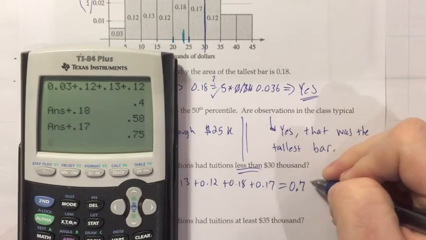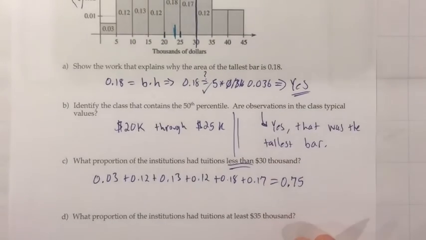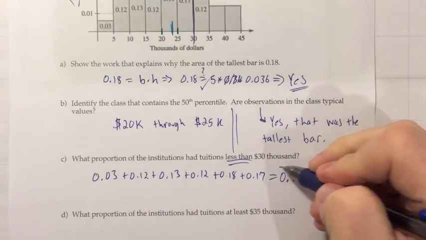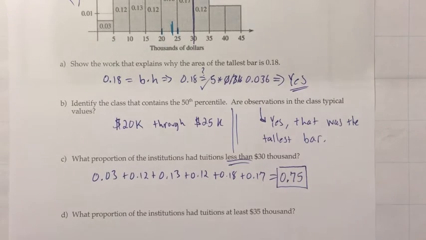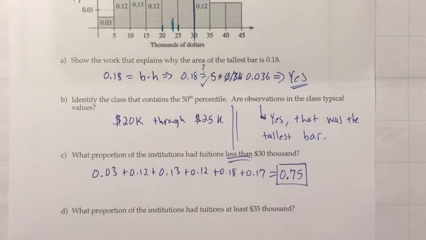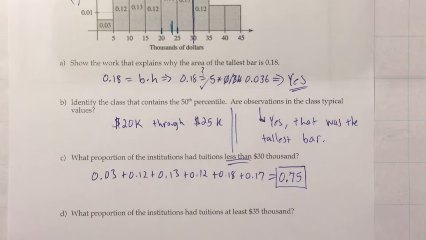So that's 0.75. And did they ask for proportion or percent? They said proportion, so that would be the answer. And we'd probably interpret that as a percent, so you could also say 75% of these types of institutions had tuitions less than $30,000.